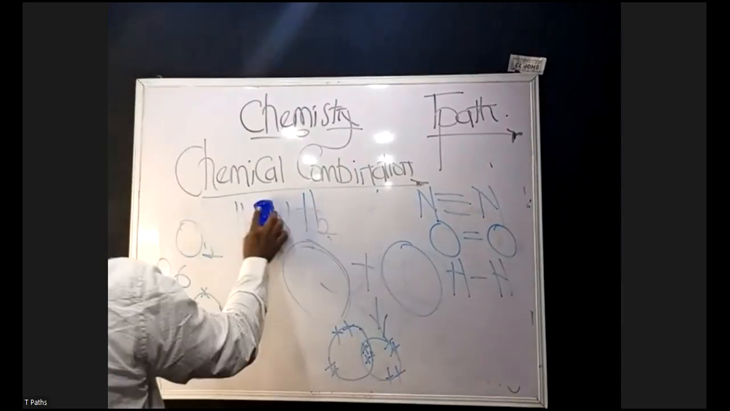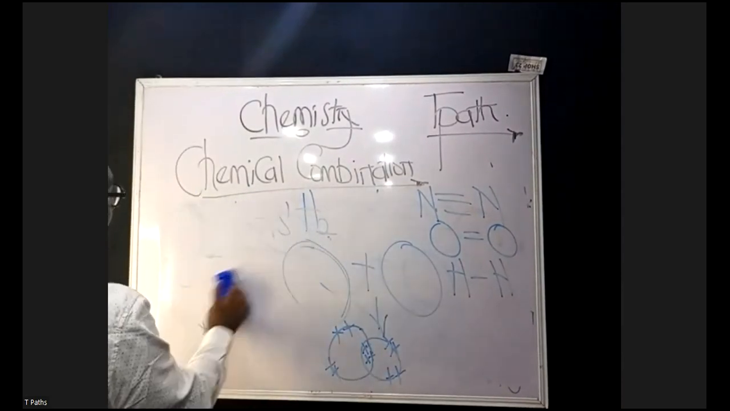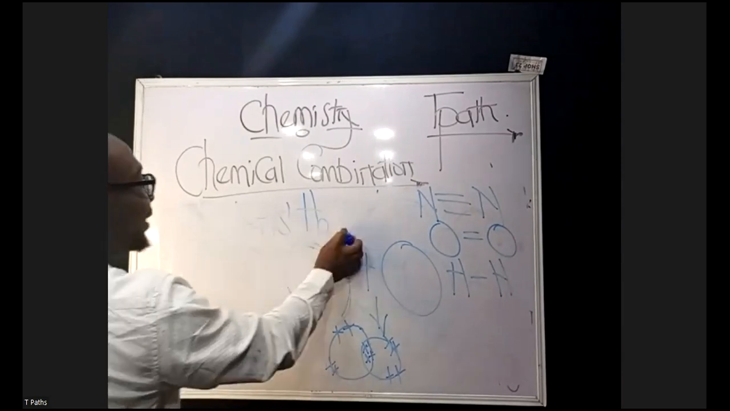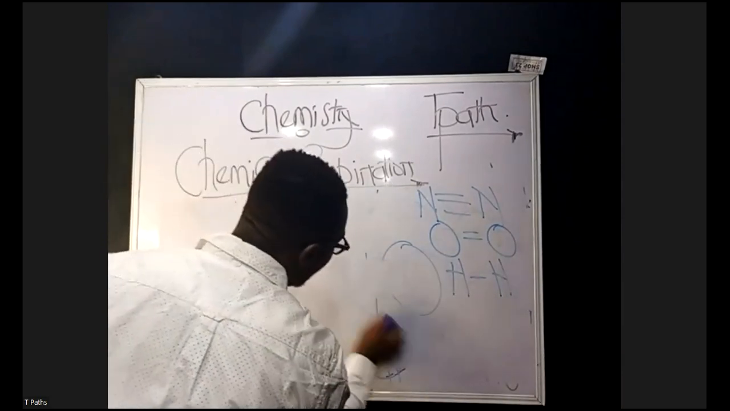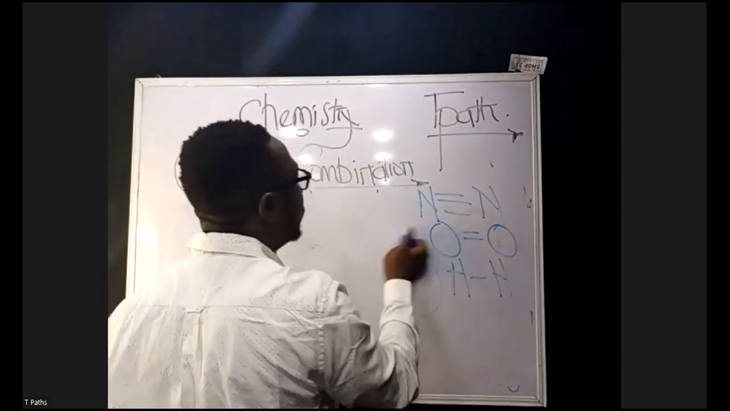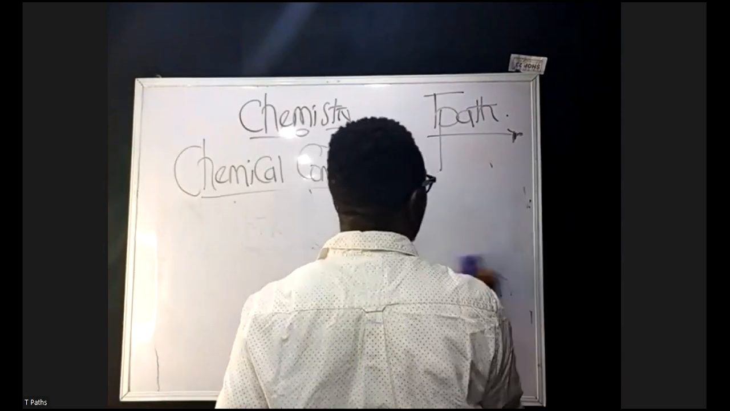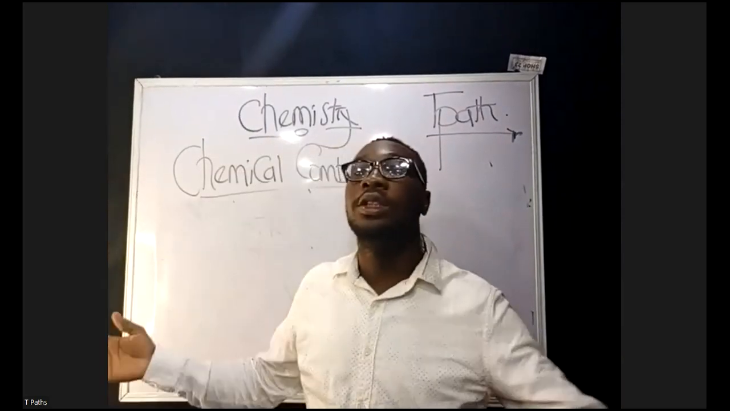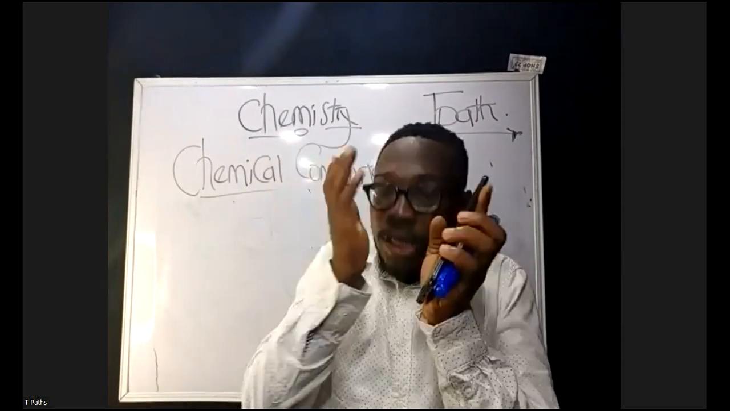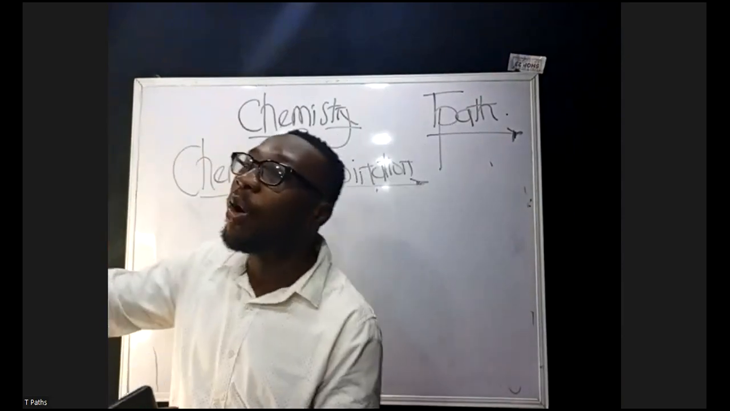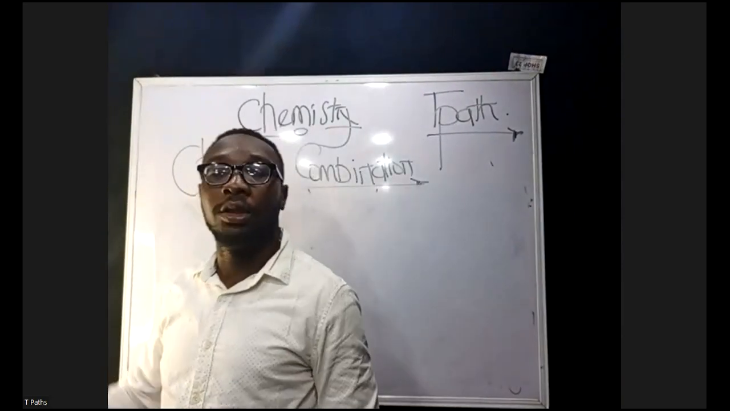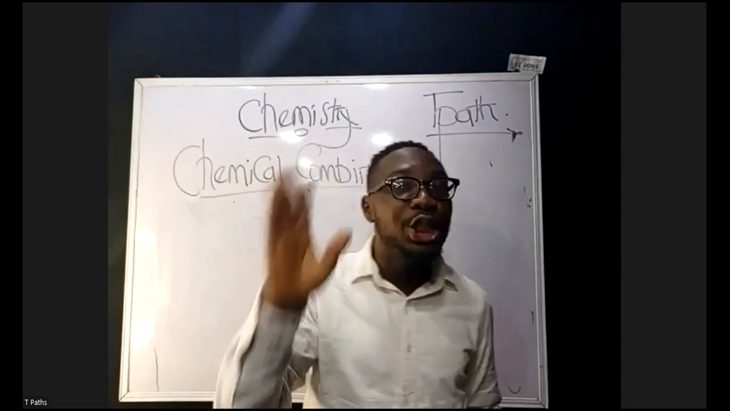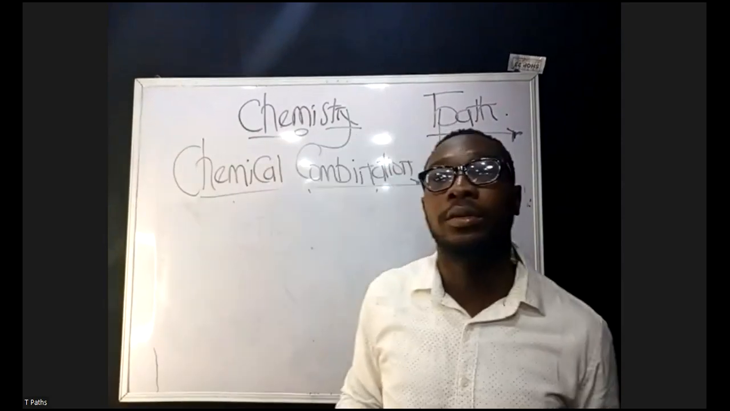Come up with the differences, like I said, between covalent bonding and ionic bonding. So let's quickly round up. Now, let's start with the differences. Number one, ionic bonding involves the transfer of electrons. But in covalent bonding, there's no transfer, we only share.